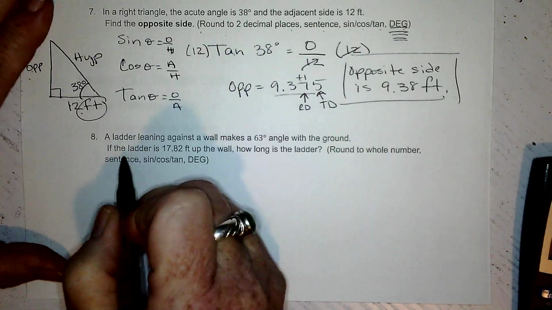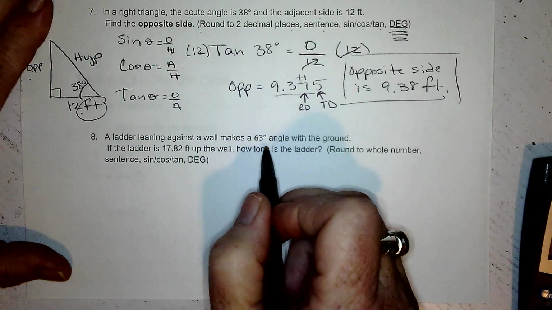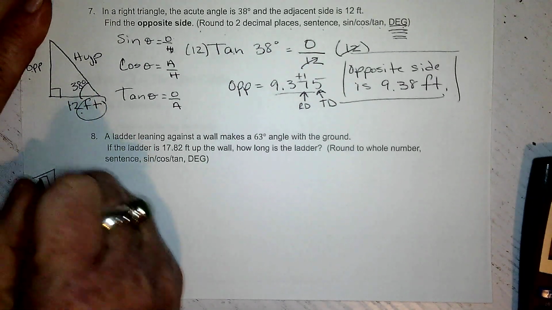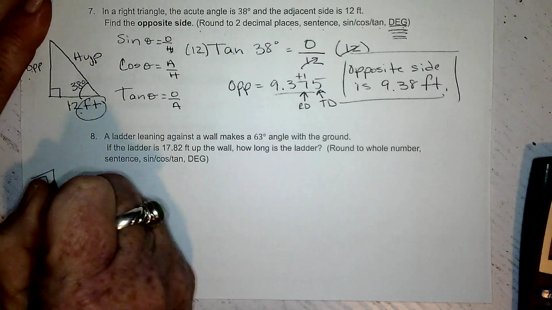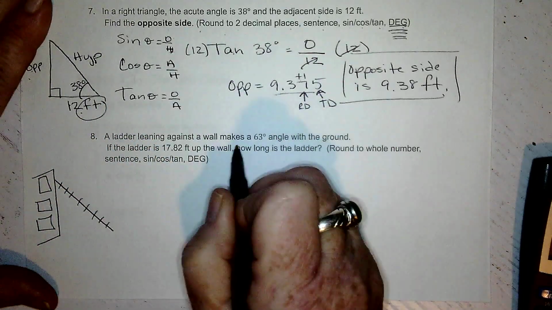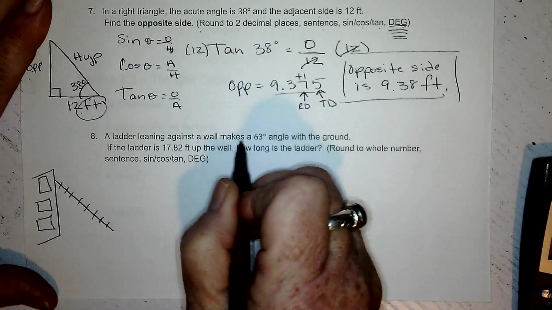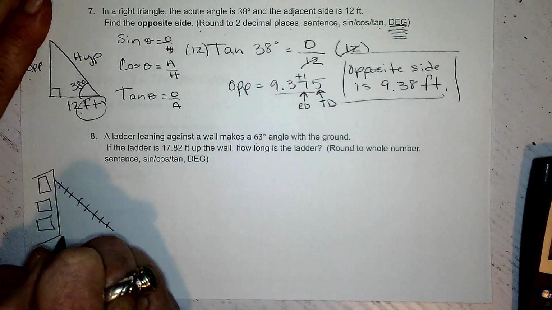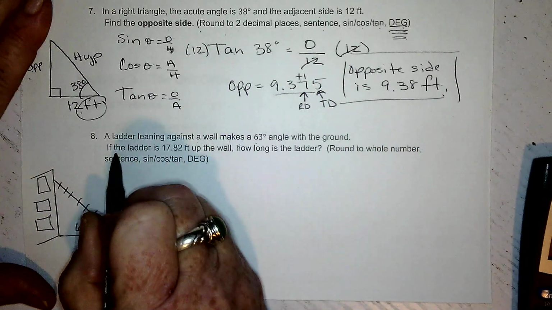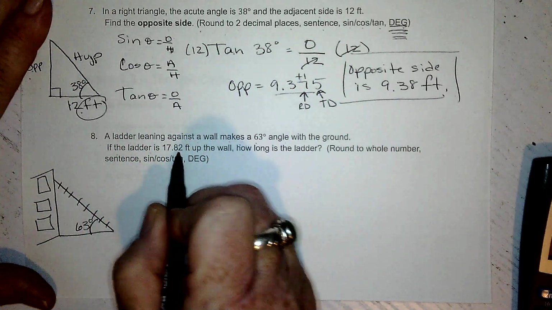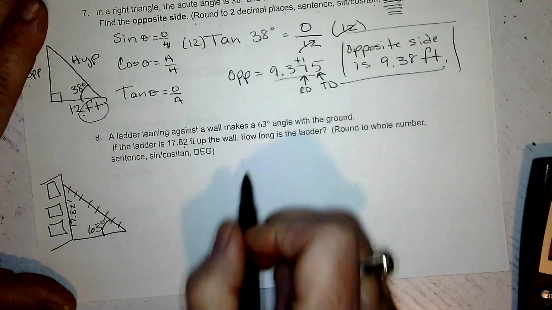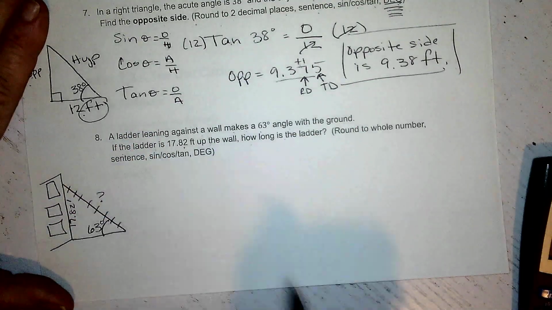All right. A ladder leaning against a wall makes a 63-degree angle with the ground. So here's a building. And you got a ladder leaning against the wall. And it says the ladder leaning against a wall makes a 63-degree angle with the ground. Well, here's the ground. So that means this angle is 63 degrees. If the ladder is 17.82 feet up the wall, so that's this one here, how long is the ladder? So this is what we're looking for.